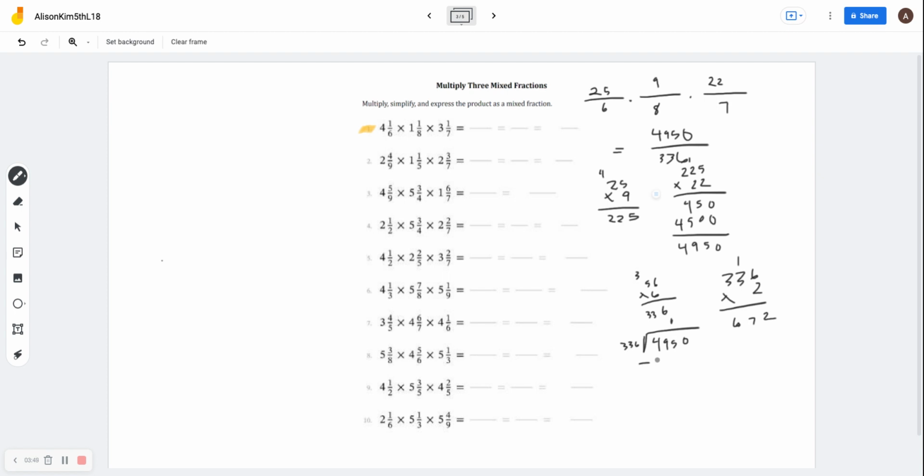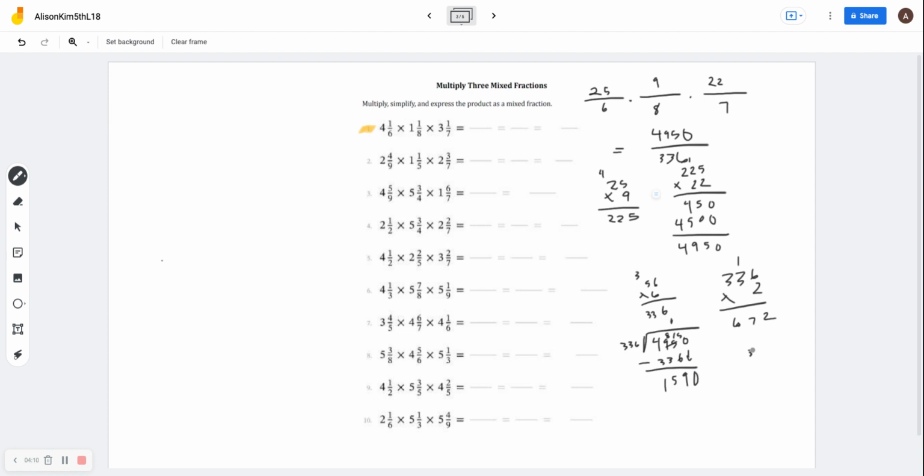So it's going to be 495 minus 336. This 5 turns into a 15, and this 9 turns into an 8, and this 4 stays the same because 8 is greater than 3. 15 minus 6 is 9. 8 minus 3 is 5. 4 minus 3 is 1. And then I'm going to bring down the 0.